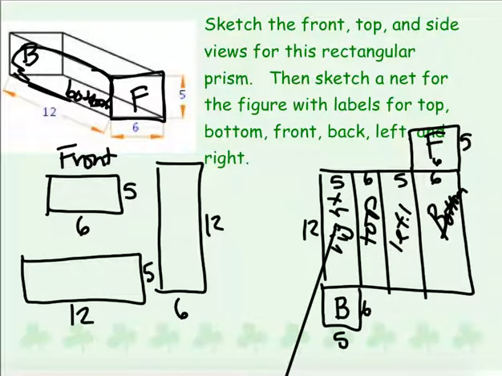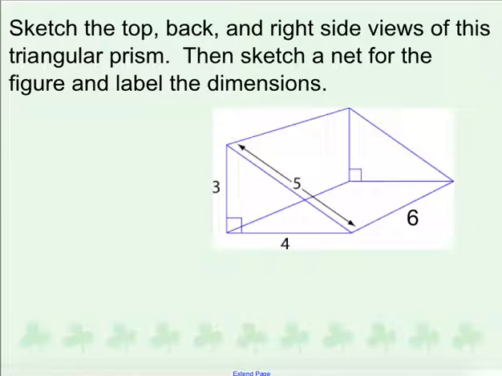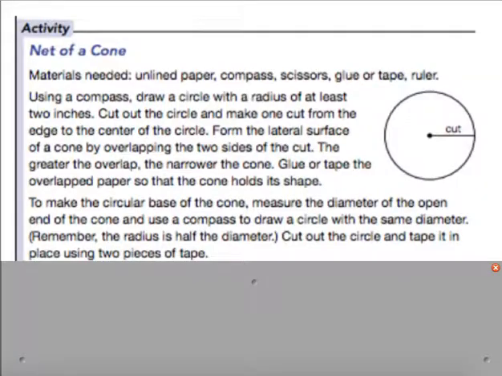Okay? And we have a similar one that you can try as well. Sketch the top, back, and right side views of this triangular prism, and sketch the net and label the dimensions. So you can try that one out on your own, folding that out and creating and adding the dimensions.